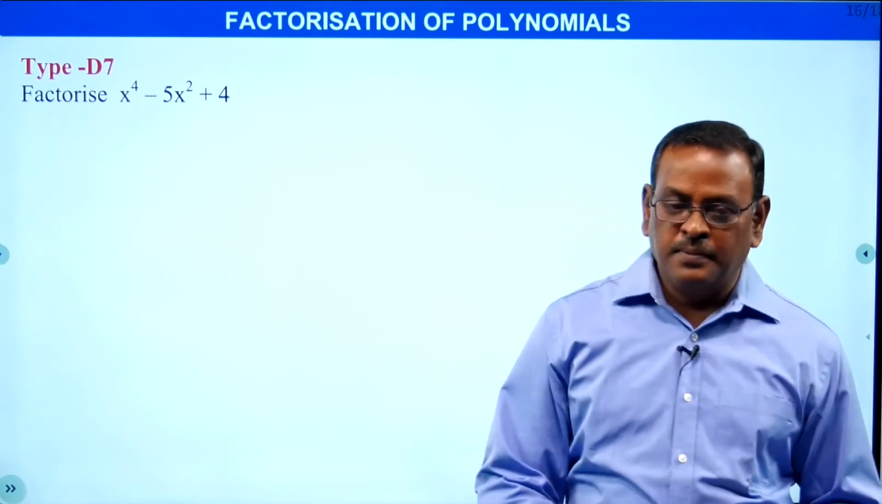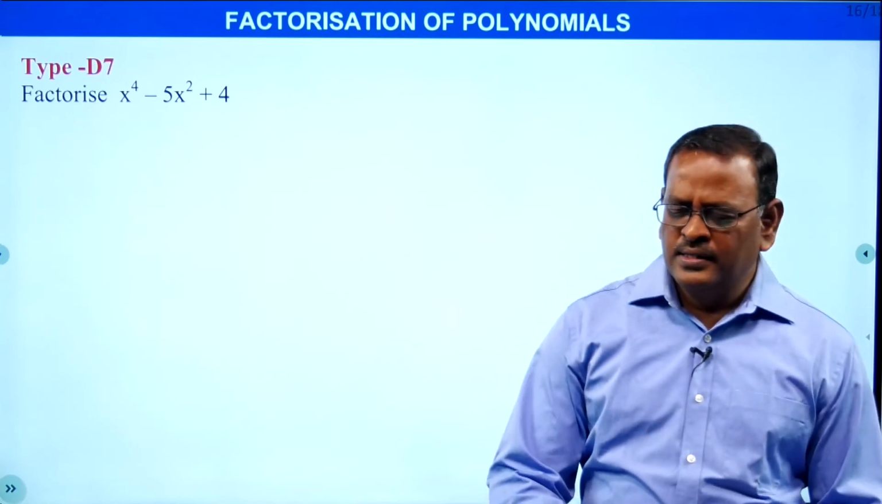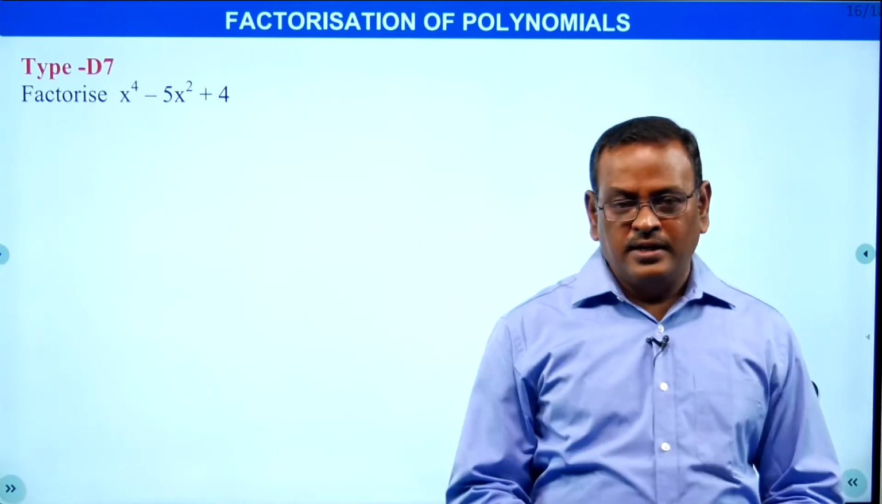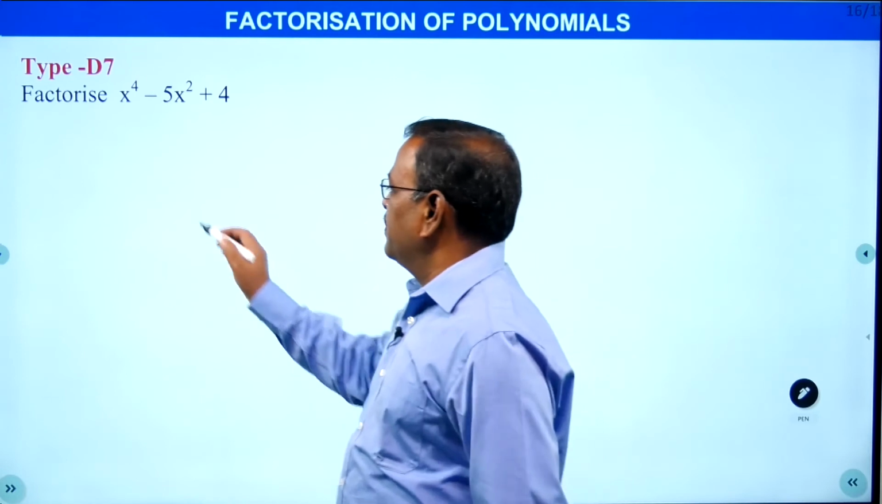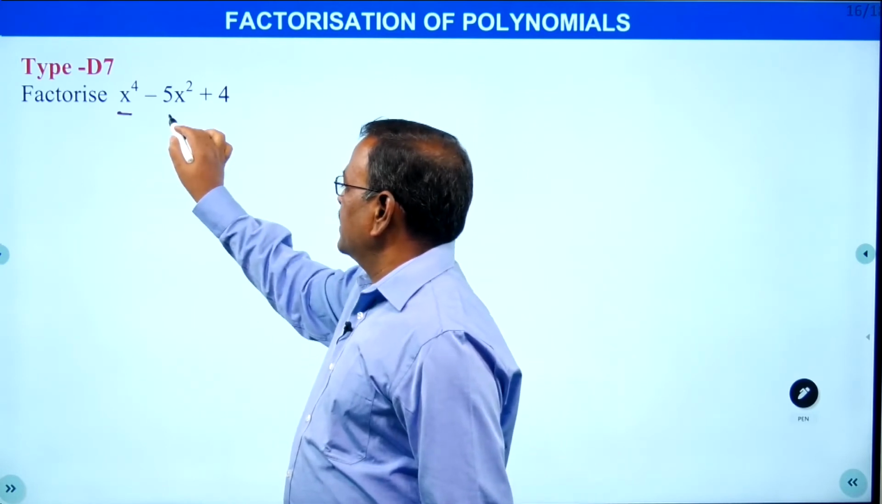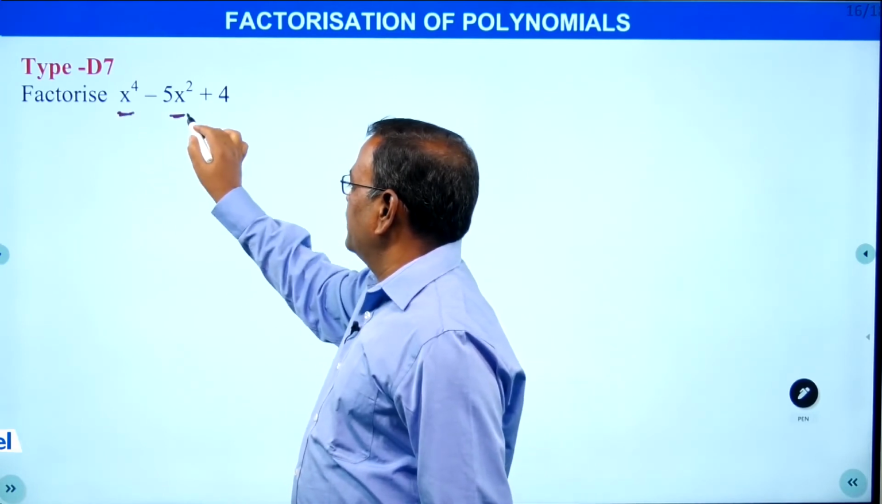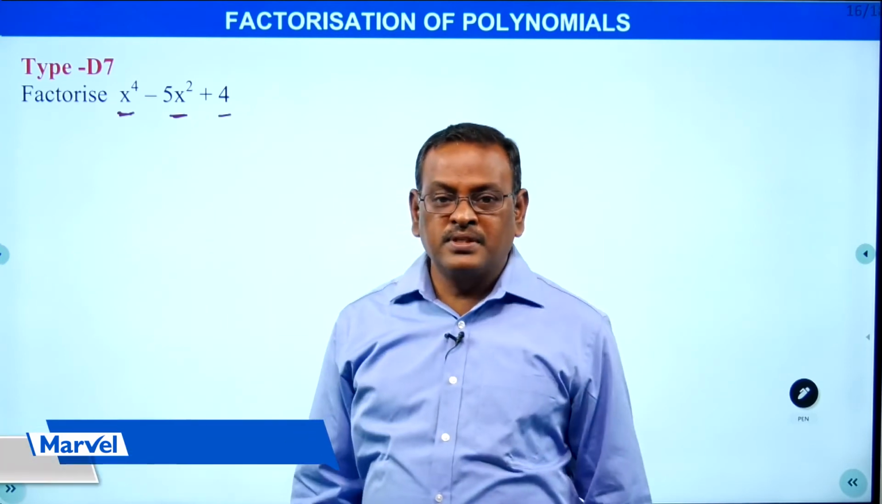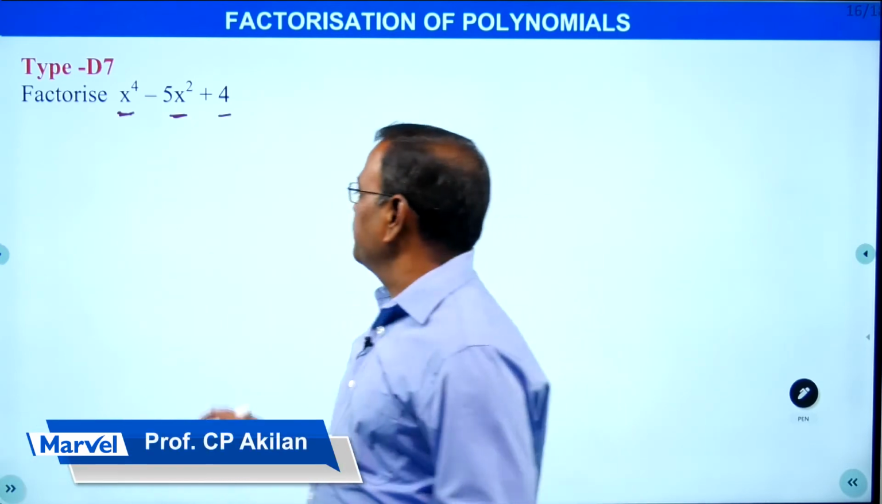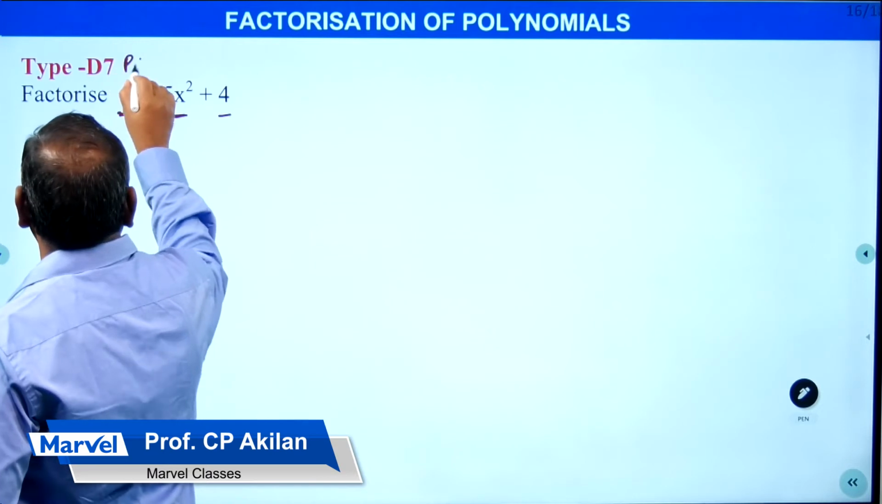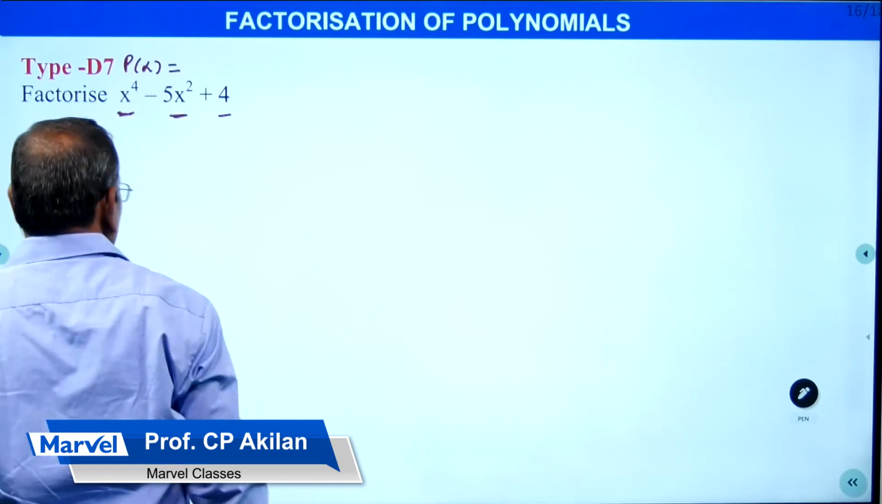This is the last type of factorization, and this is a special case. Why is it a special case? Because it has only even powers: 4th degree, 2nd degree, that is power 4, power 2 and the constant term. All are even powers. There is no odd power in this polynomial. And assume this polynomial as P of x.